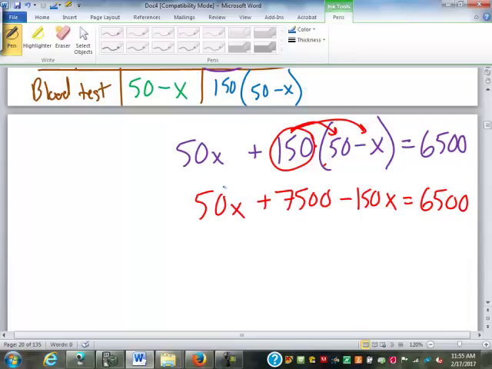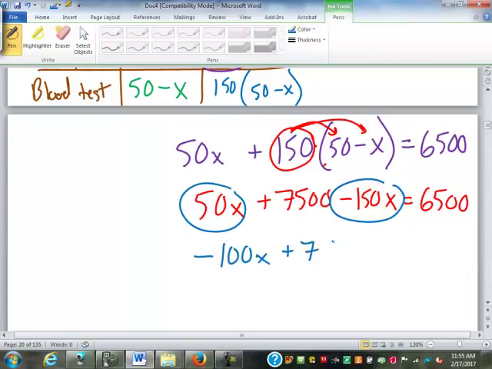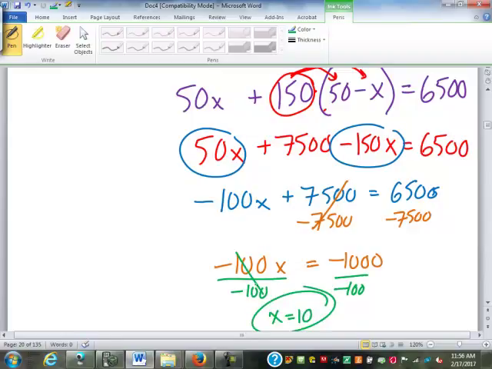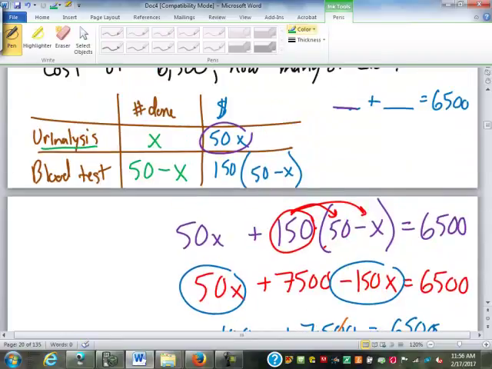Okay. So now we're going to combine variables. We got 50x and negative 150x makes a negative 100x plus 7,500 equals 6,500. Then we're going to subtract the 7,500. Negative 100x equals 6,500 minus 7,500 is negative 1,000. Divide by a negative 100. So x equals 10. So again, let's go back, make sure we answer our question.